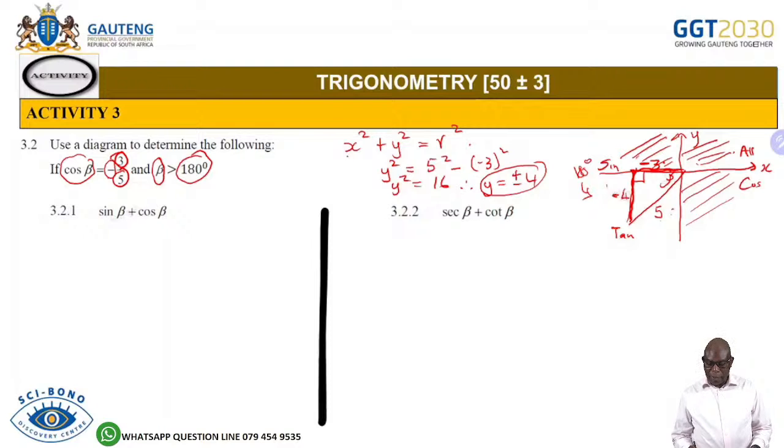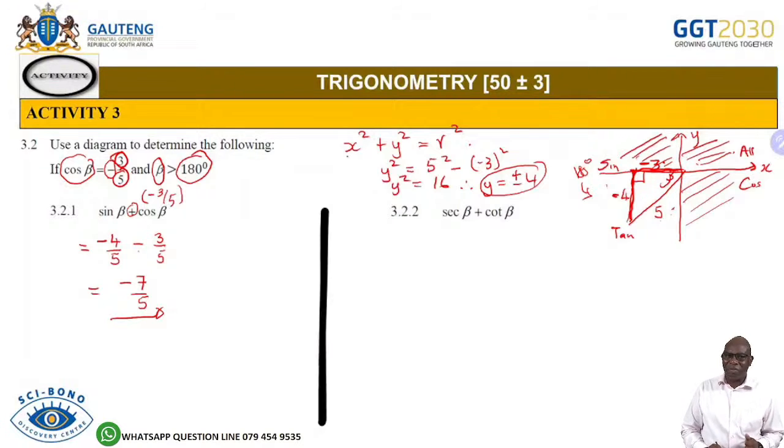Sine beta will be opposite over hypotenuse, negative 4 over 5. My cos is given, so it will be negative 3 over 5. So my answer will be negative 7 over 5. Now some of you are asking, where is the plus sign? The plus sign is there, but this thing is minus 3 over 5. So the negative and the positive gives me a negative. That's your final answer. Leave your answers as fractions. Don't try to get to decimals and all of that.